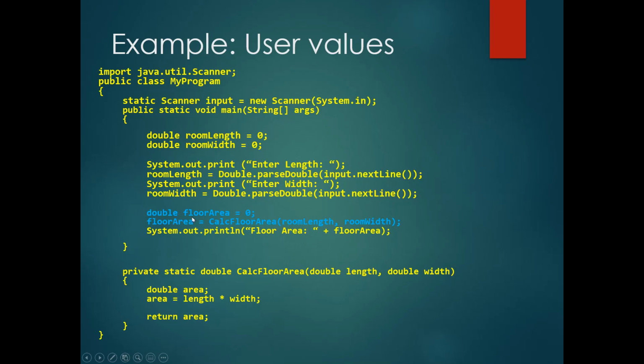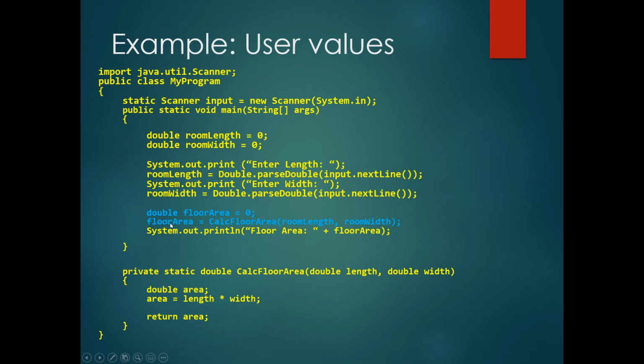Oh, this is a no-no. This variable should not be defined here. Where should it be defined? Pause for a second. Where should it be? It should be up top with the other variables. So we should have defined double floor area up here. And this line of code should just be, actually you don't even need this line of code. This entire line of code should be way up top with the room length and the room width definition statements.